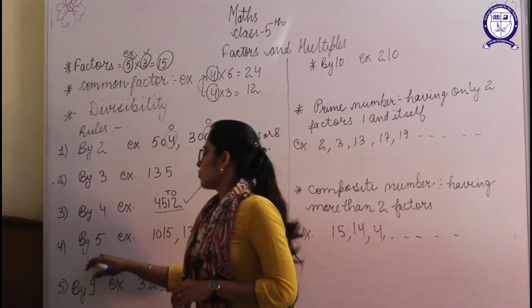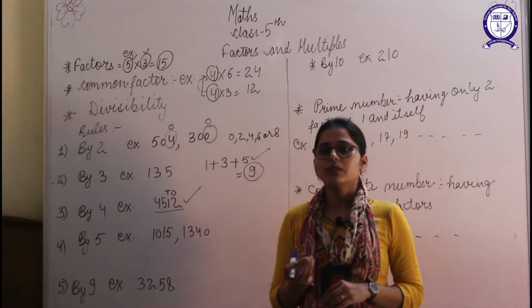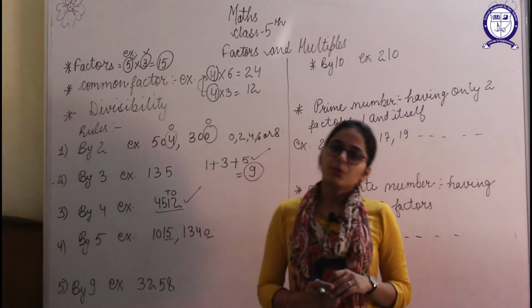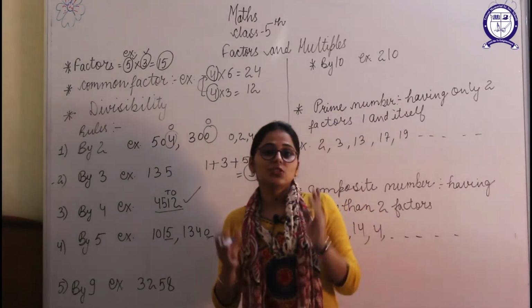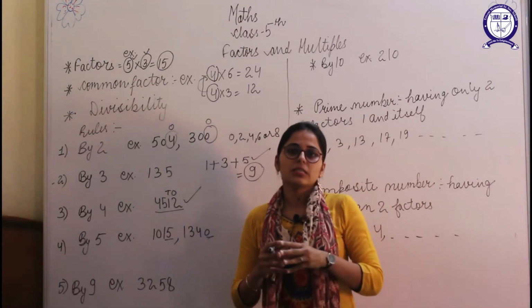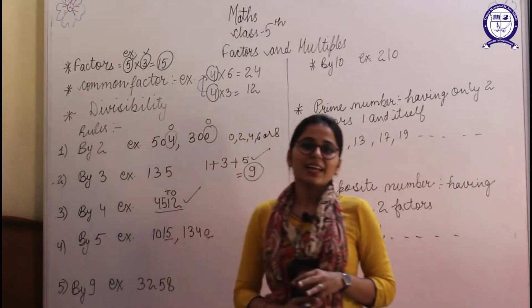Now the divisibility rule by 5. For 5, if the unit place digit or the ones place digit is 0 or 5, then the number will be divisible by 5. If the digit is other than 0 or 5, the number will not be divisible by 5, students.